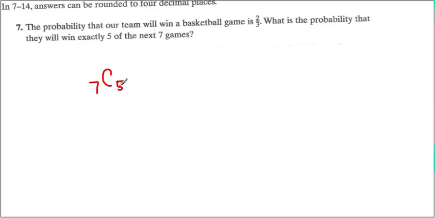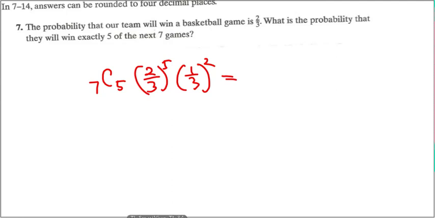How many ways can we win 5 games? But the thing is, the fact that we are winning means we have to have 2/3, we gotta have 2/3 5 times. We have to win 5 times. That means we are losing, 1/3, only 2 times. That becomes our answer.